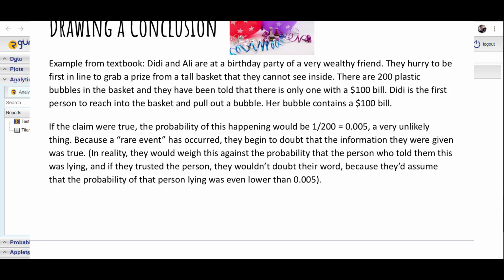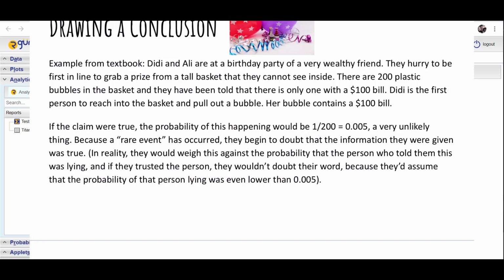Didi and Ali are at a birthday party of a very wealthy friend, and they hurry to be the first in line to grab a prize from a tall basket that they can't see inside. So it's one of those things where you reach in and you pull something out, think probability. There are 200 plastic bubbles in the basket, and they have been told that there is only one $100 bill. So Dee Dee is the first person in line, and she reaches into the basket and pulls out a bubble, and her bubble contains the $100 bill.